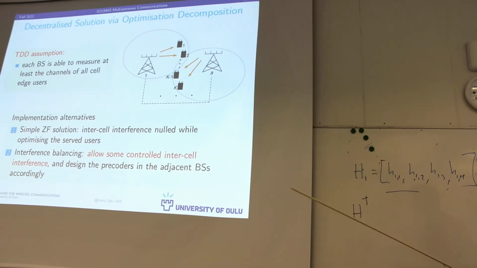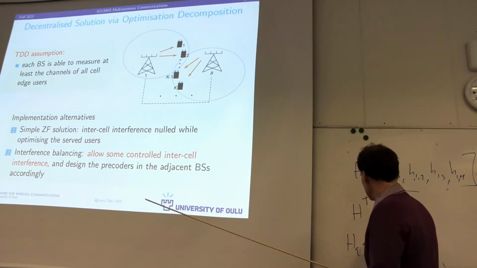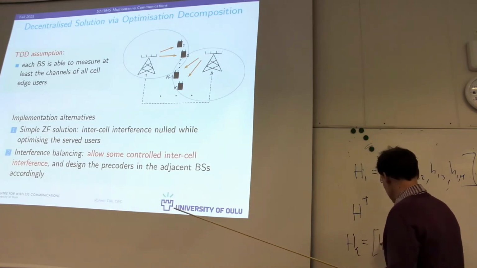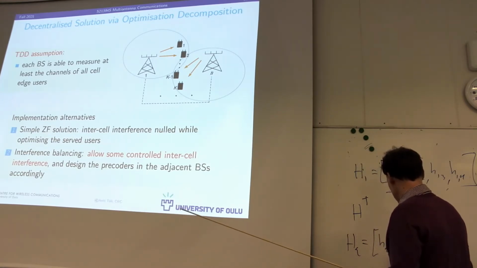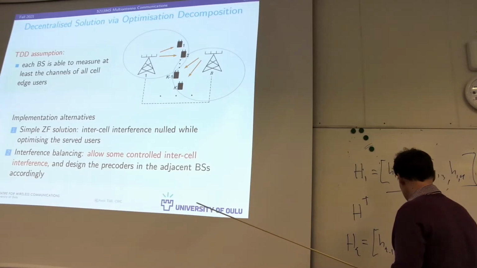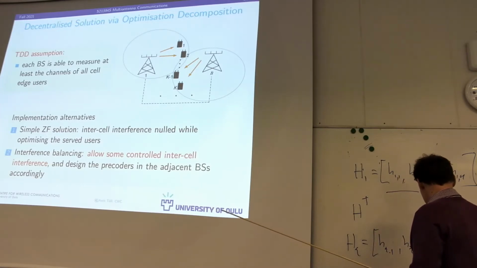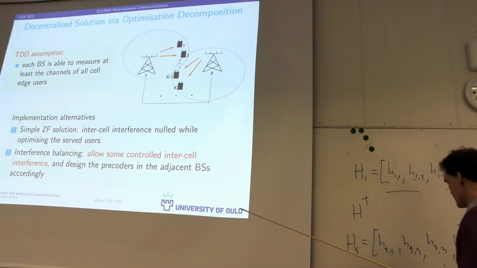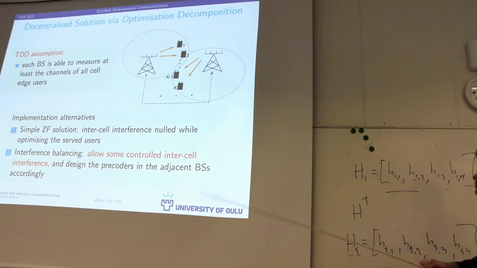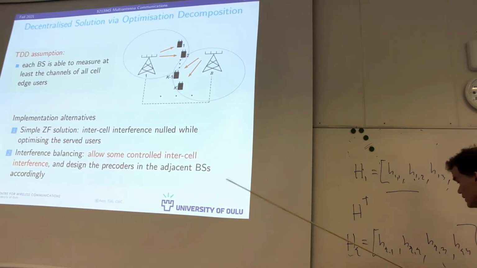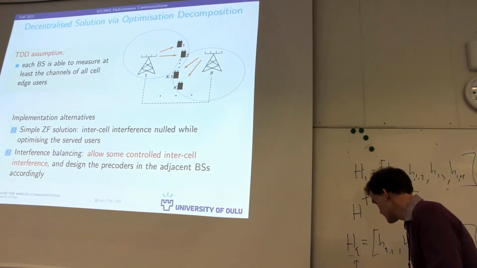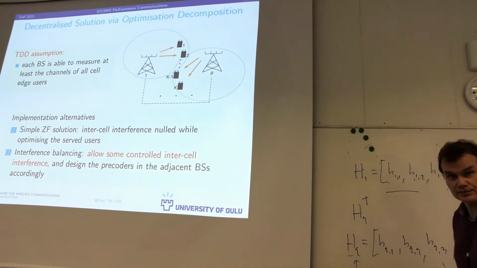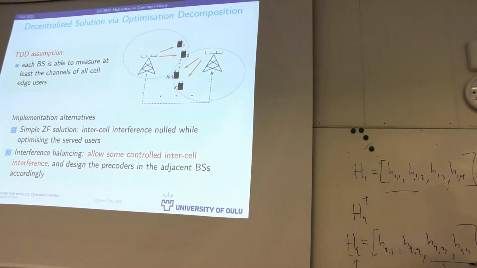Okay. Similarly, for base station 2, we can collect H21, H22, H23, H24 into another matrix H2 measured at base station 2, and again take the pseudo inverse of that matrix and choose the last 2 columns or rows as beamformers, right? So this interference is fully cancelled.